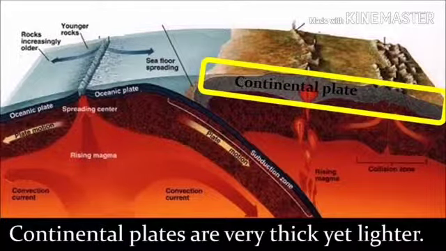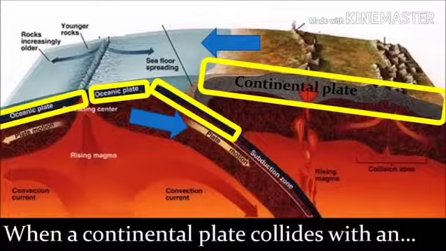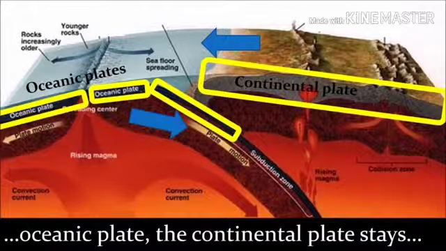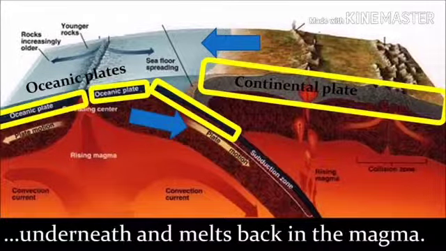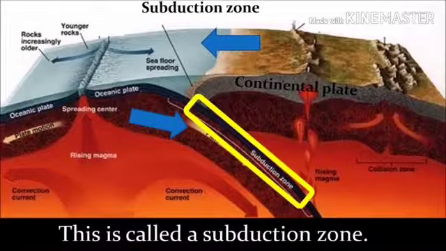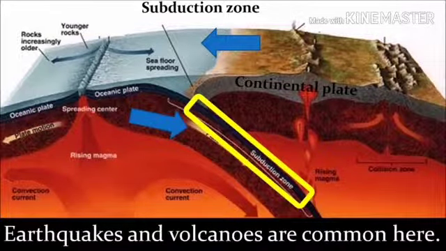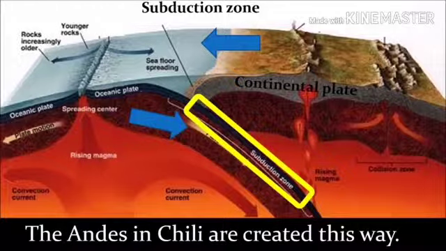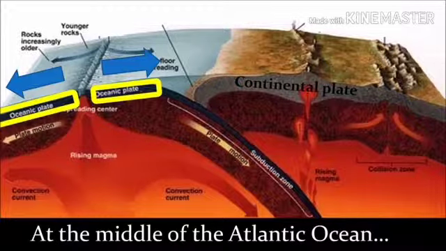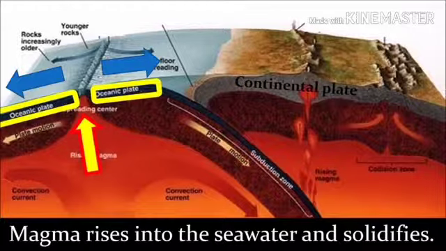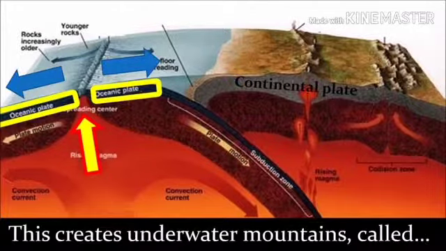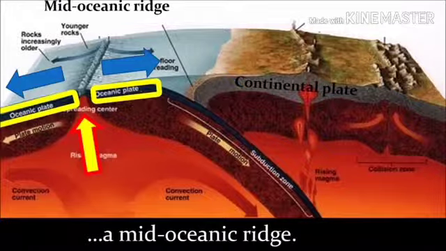Continental plates are very thick yet lighter. When a continental plate collides with an oceanic plate, the continental plate stays on top, while the oceanic plate dives underneath and melts back into the magma. This is called a subduction zone. Earthquakes and volcanoes are common here, and the Andes Mountains in Chile are created this way. At the middle of the Atlantic Ocean, plates actually move away from each other. Magma rises into the seawater and solidifies. This creates underwater mountains called a mid-oceanic ridge.